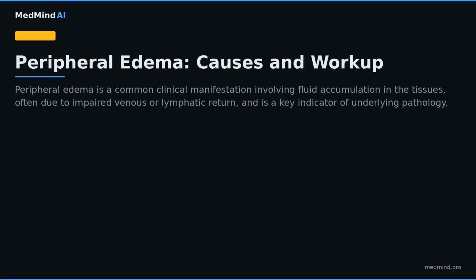Peripheral edema, causes and workup. Peripheral edema is a common clinical manifestation involving fluid accumulation in the tissues, often due to impaired venous or lymphatic return, and is a key indicator of underlying pathology.